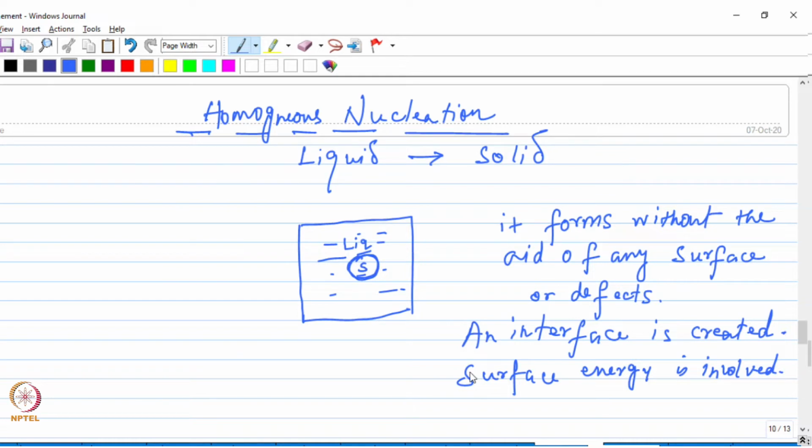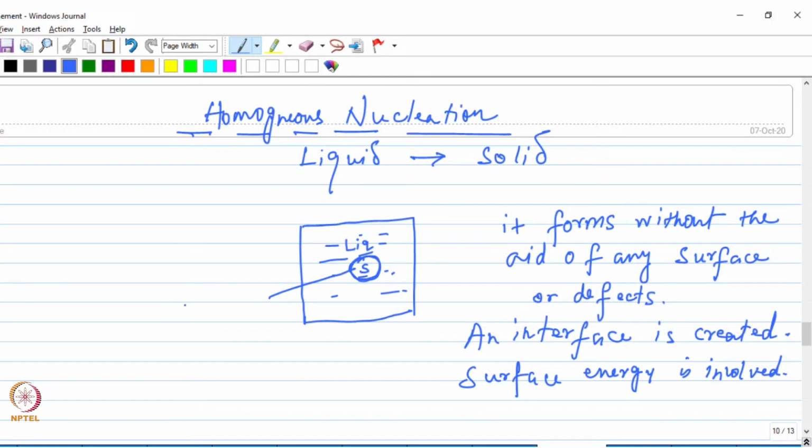Right, so this is the first particle of the solid which forms, and this is known as the nucleus when it attains a critical size. Okay, so only when it attains that particular size, it will grow into the solid. If it is below that critical size, then it will be known as an embryo, which is not stable. Okay, so it has to reach that critical size for the nucleus to grow into a solid.